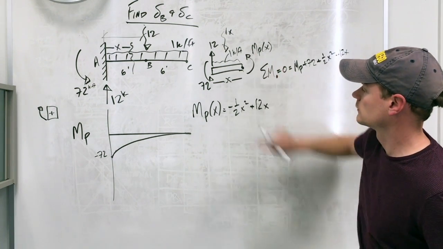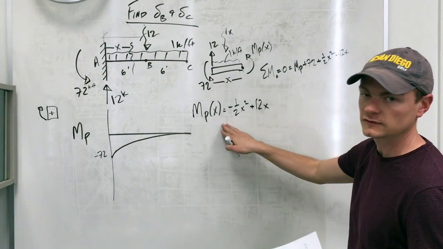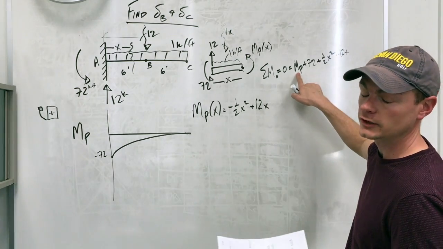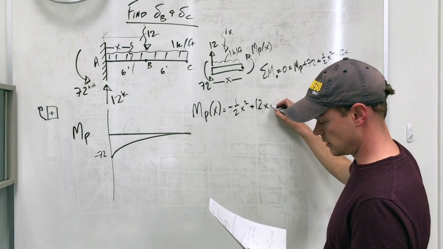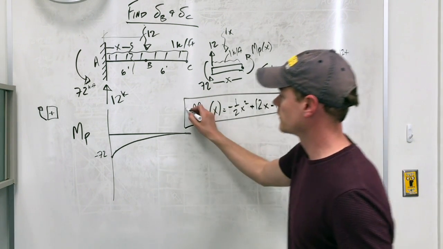12 times x. Okay, so what I'm doing is just writing this out, but I'm already switching the sign. So I just kind of skipped a step there. This is the full equation, and then I'm solving it for MP. So MP of x is this one, minus 72. So that's my MP of x equation right there.